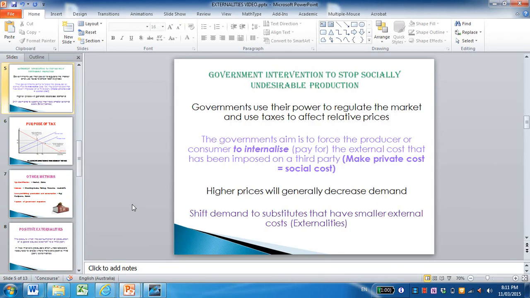Okay, so what's the aim of the government? Well, the government's aim is to regulate the market and try to internalise the third-party costs of these negative externalities. In essence, they want to make the producer pay for the effects of the production or the consumption on the third party. Generally, they will do that by taxing the product. The aim is that the higher prices will decrease the demand for the product and therefore reduce the amount of resources allocated to that area, and hopefully we'll shift to substitute products that have less of a negative externality.